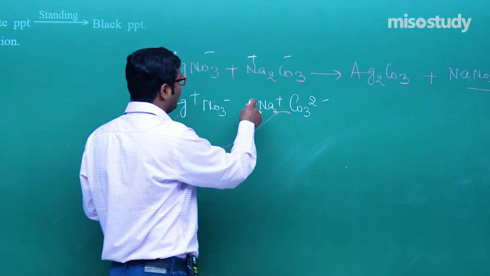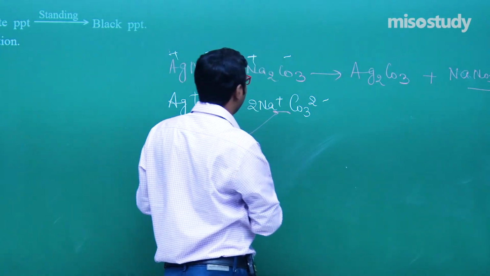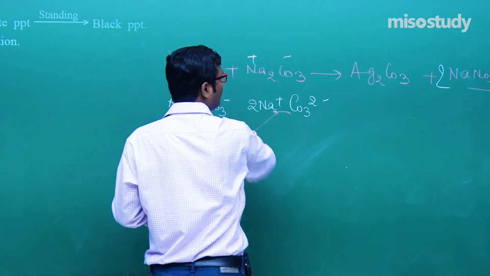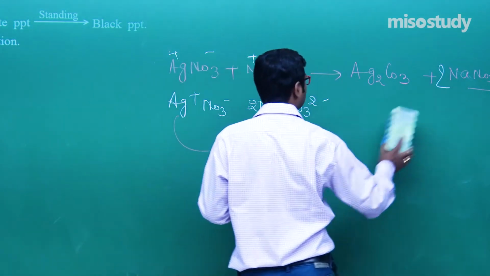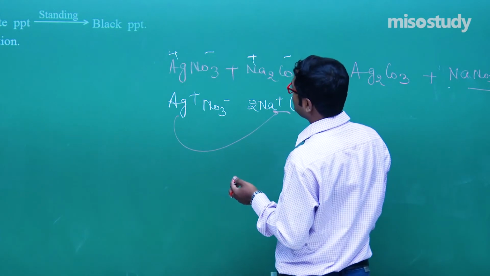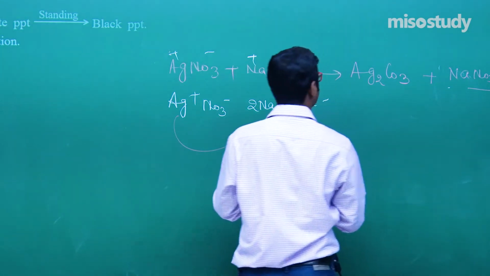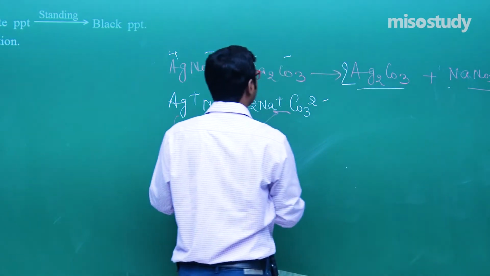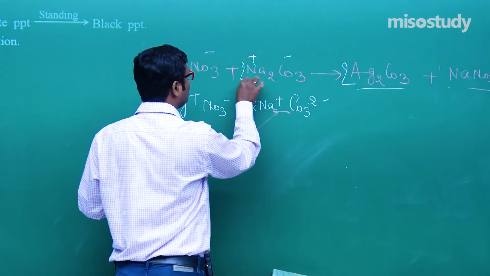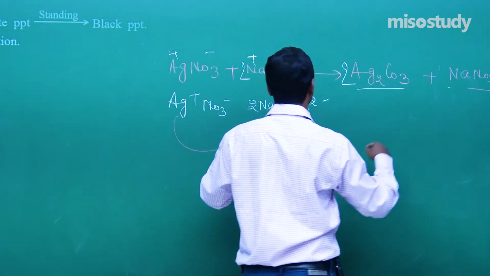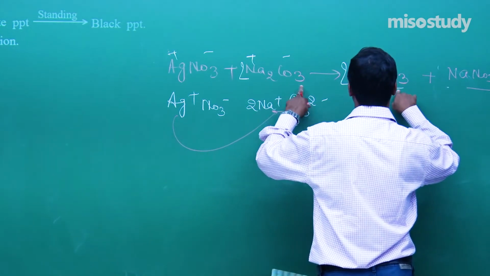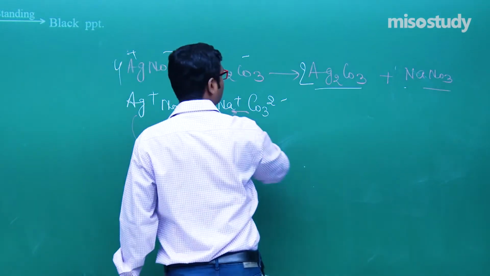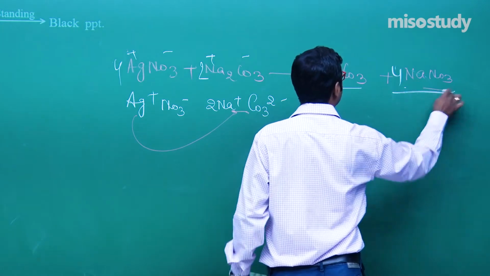Ag2CO3 and NaNO3. Wait for a moment. Na2CO3, Ag plus and NO3. Now check that it gives you Ag2CO3. Put 2 here for CO3, that is 4 for Ag. Now with 2Ag2CO3, Ag is 4 times. Put 4 here and 4 here, that is 4NO3.